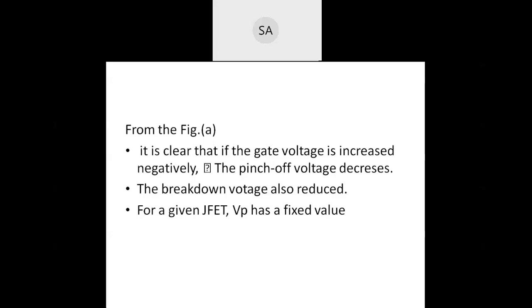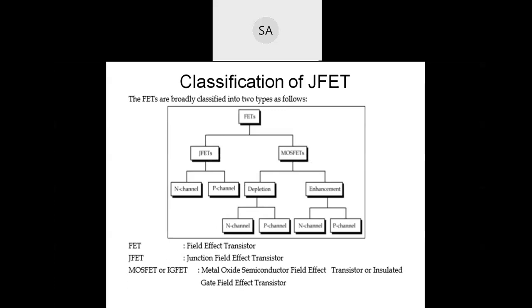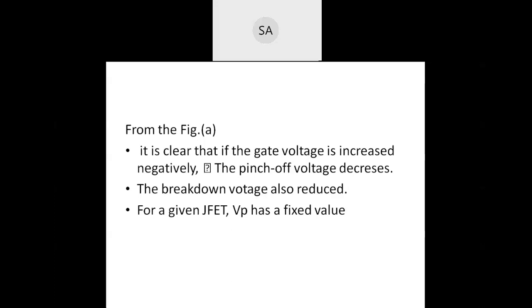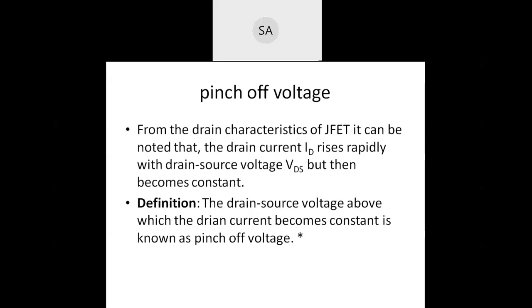So for a given JFET, VP has a fixed value. So we have to maintain the constant fixed value for the JFET. That is what we call the pinch off voltage. So here, I think you have got the point. Where is the definition of the pinch off voltage? The drain to source voltage above which the drain current becomes constant is known as pinch off voltage.